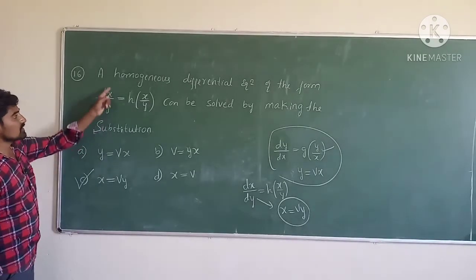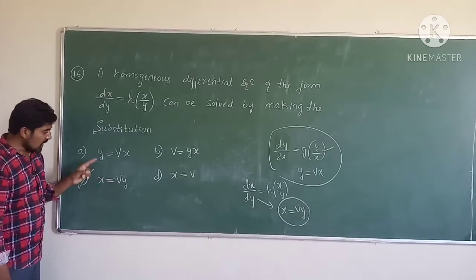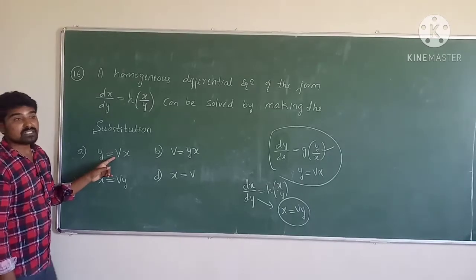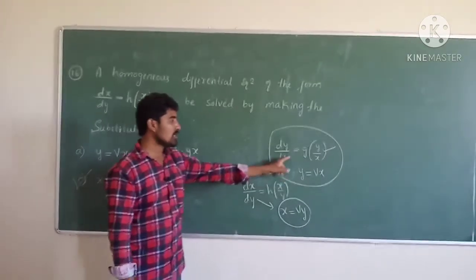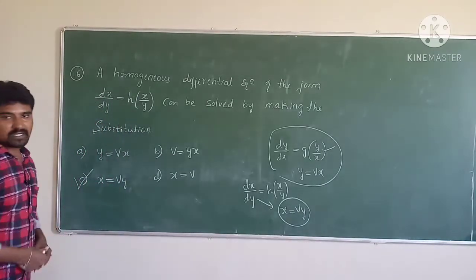The dx by dy differential equation can be solved by using the substitution x is equal to vy, and the substitution y is equal to vx is used for the differential equation of the form dy by dx. I hope all of you understood. If possible, take a note.